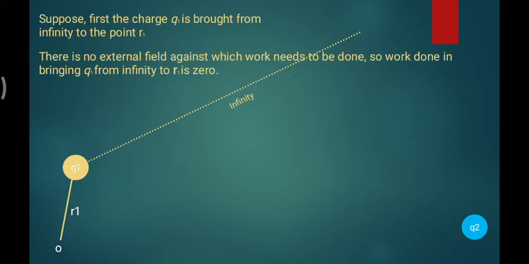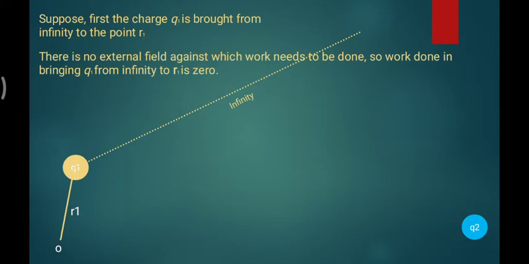See, where you bring your q1, there is no other charge. It means there is no influence on it, so there is no need to do work. There is no work you have to do on the charge q1 to bring it from infinite distance to the finite distance r1. No need to do work.